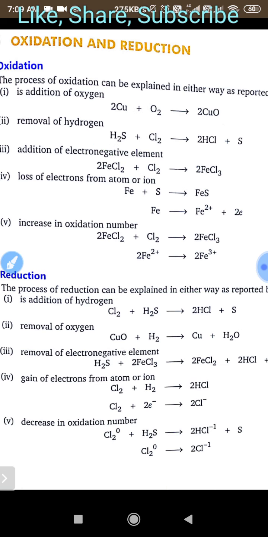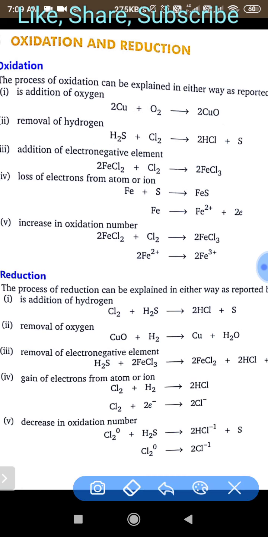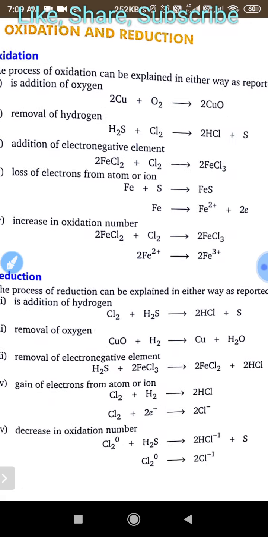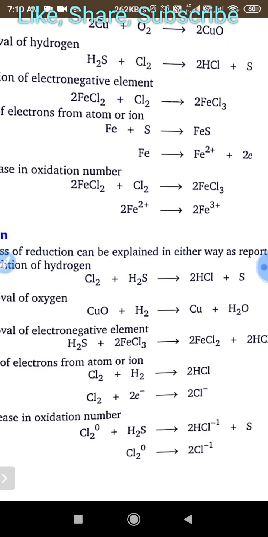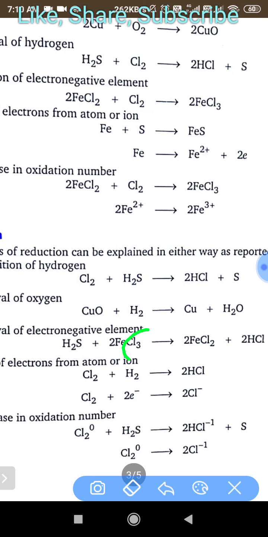Next one is removal of oxygen. If you see copper oxide plus hydrogen, when it reacts with hydrogen, you can see one oxygen is removed from here. Then removal of electronegative element. One electronegative element, it means chlorine, is removed from here. Whatever processes you see are just vice versa for oxidation.